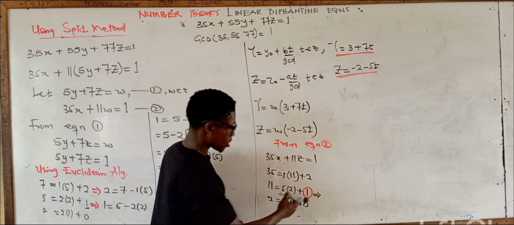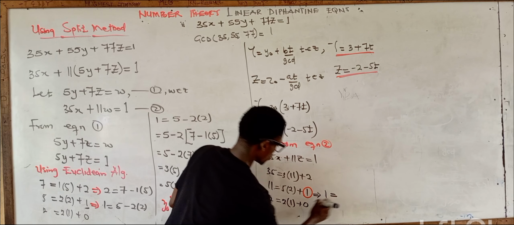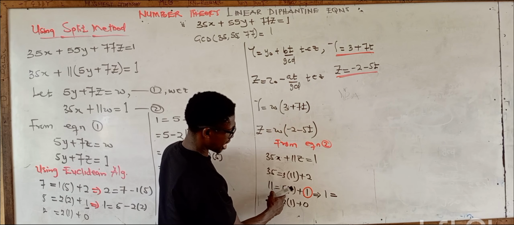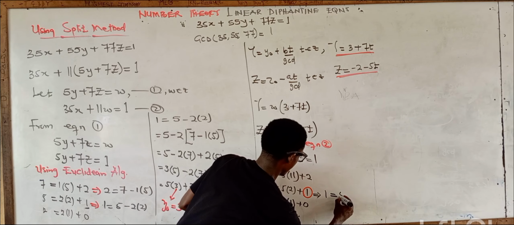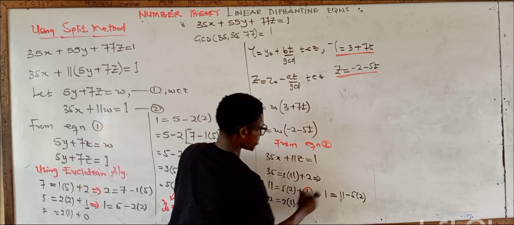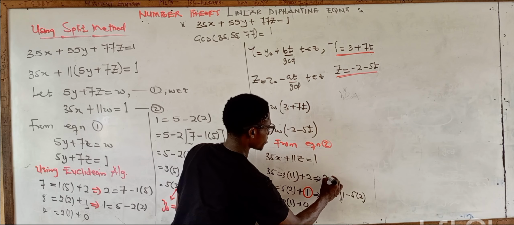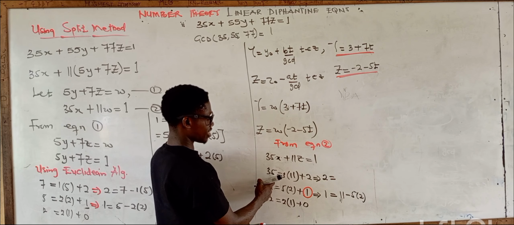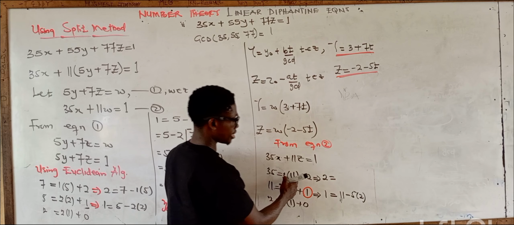This implies that 1 is equal to what? 11 minus 5 times 2. Then we have, this implies that 2 is equal to 35 minus 3 times 11.